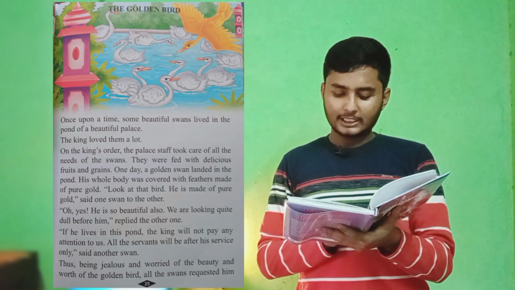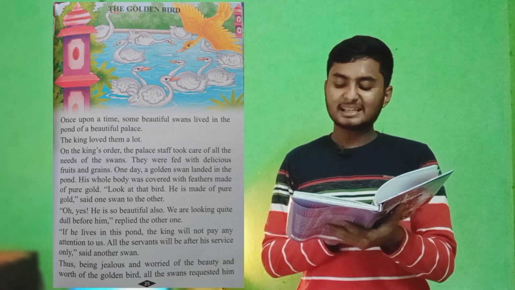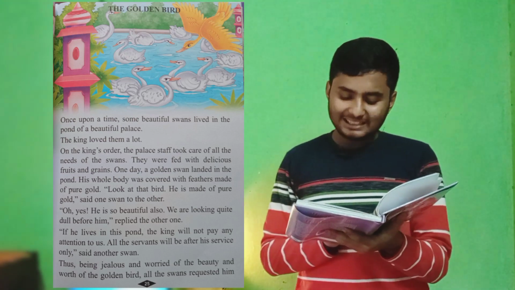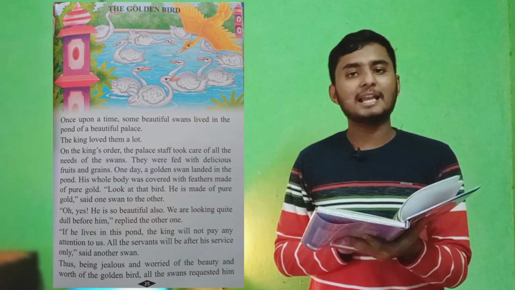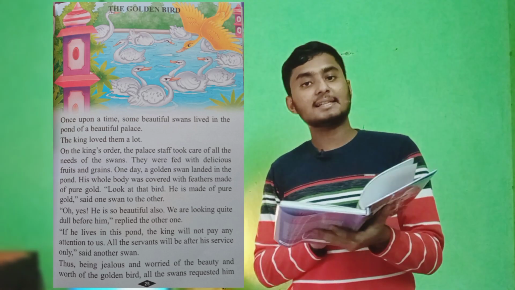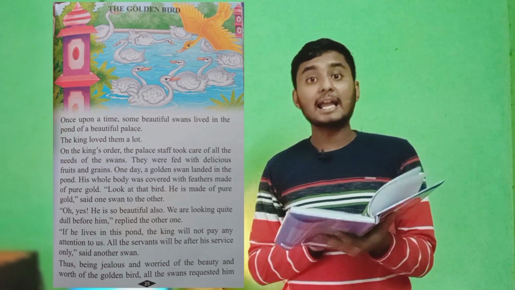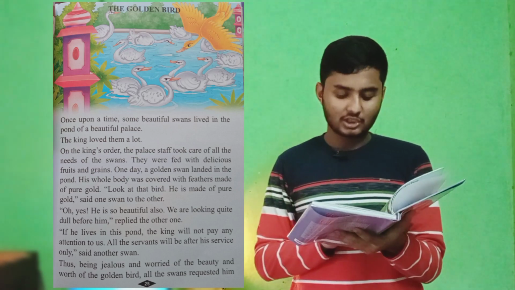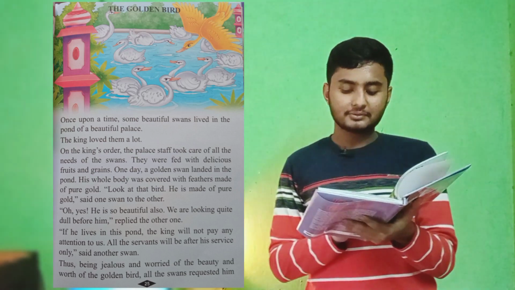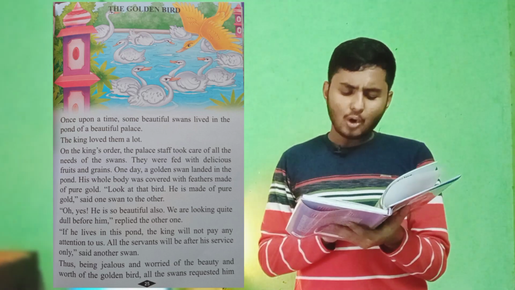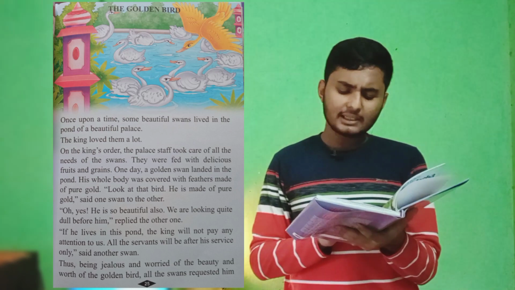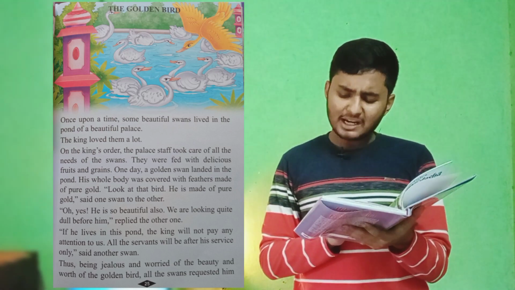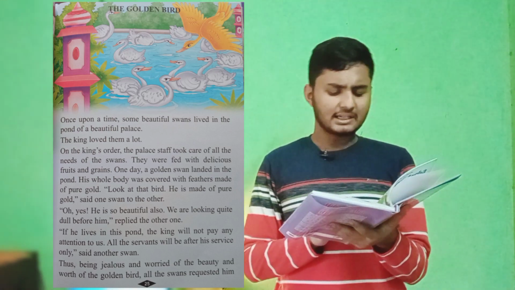Once upon a time some beautiful swans lived in the pond of a very beautiful palace. Now, as you know, palace means where the king and queens are living, right? So you can assume the palace in your imagination. King loved them a lot. On the king's order, the palace staff took care of all the needs of swans. They were fed with delicious foods and grains.